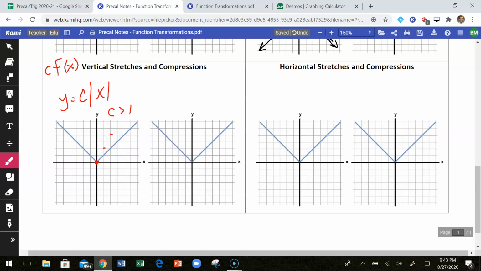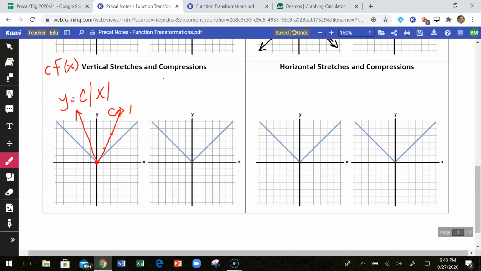Every y value is going to become double what it was before. So what I'm saying here is, this y value is 1, it now becomes 2. This y value is 2, it's now going to be 4. Or this one's 3, it's now going to be 6. And what's happening is we are taking this thing and stretching it out vertically, so it's going to appear taller and skinnier than the original one.